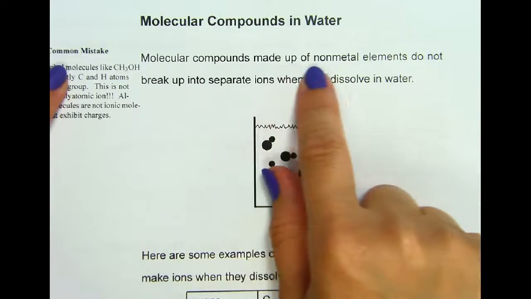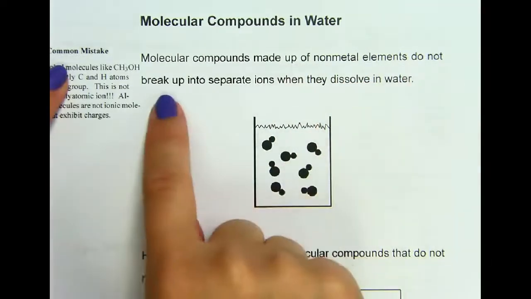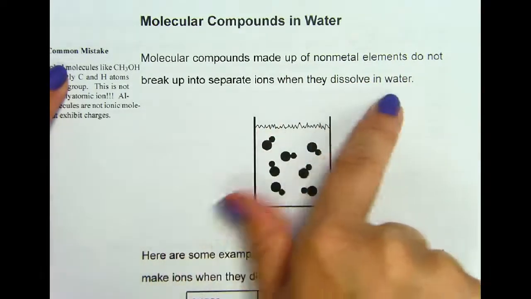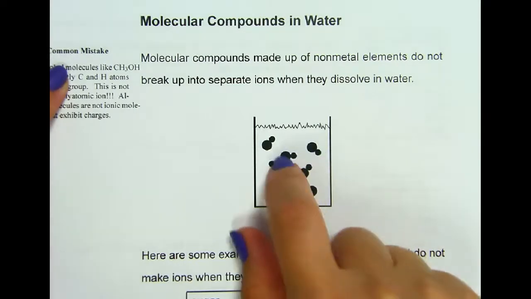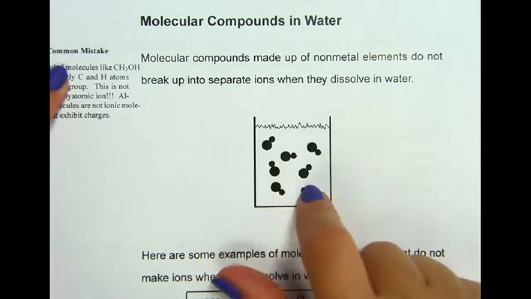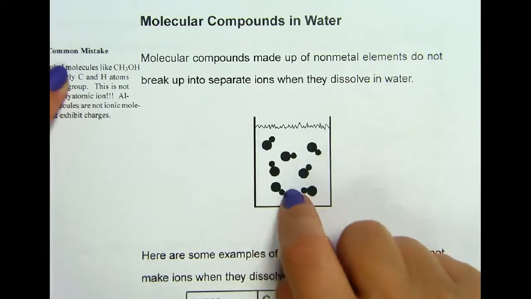Molecular compounds made up of non-metal elements do not break up into separate ions when they dissolve in water. So here you're looking at molecules that are completely intact, but they are just separated from each other within the water. So they're in the water, they could be dissolved, but they don't separate into any ions.